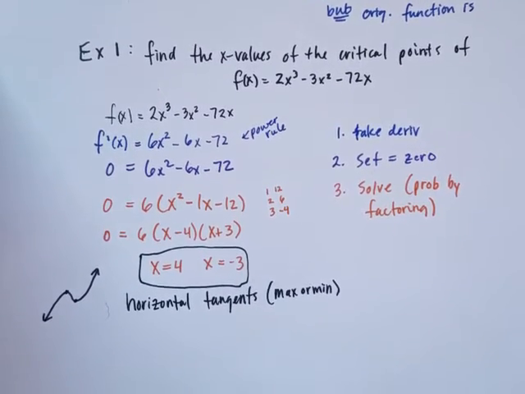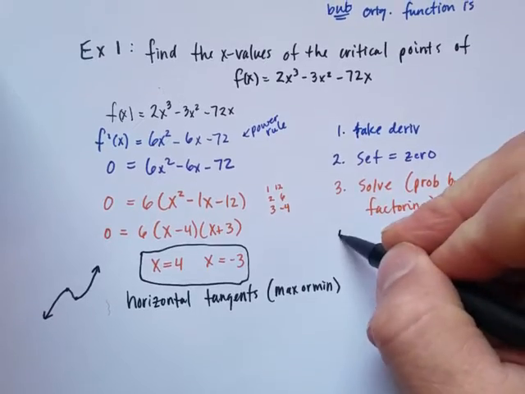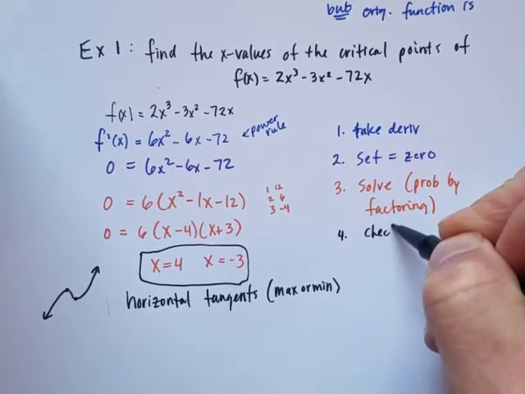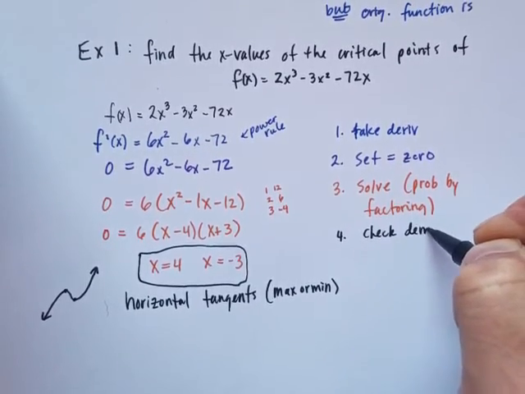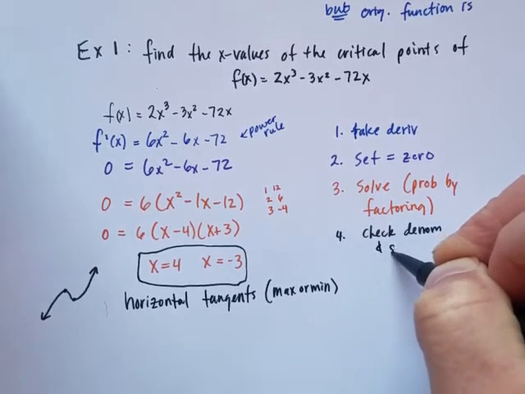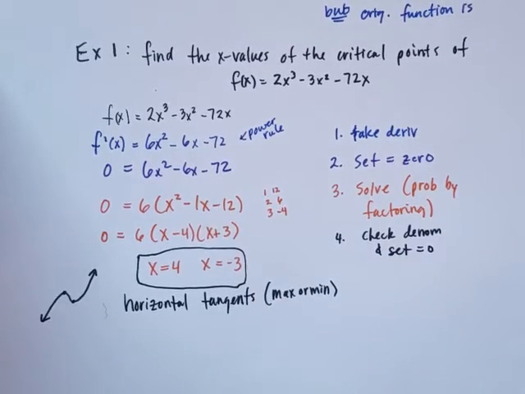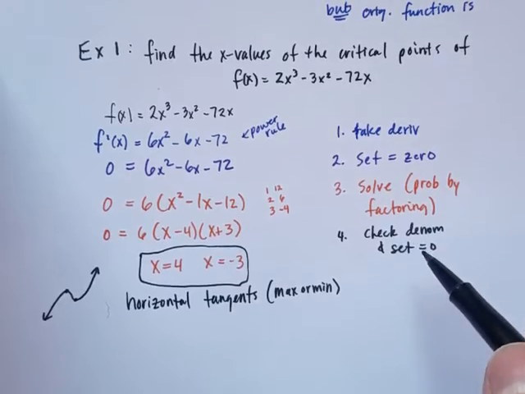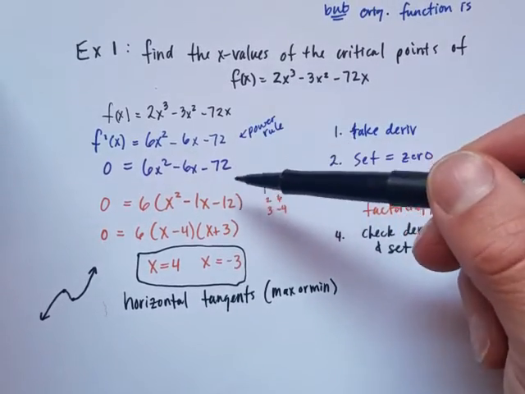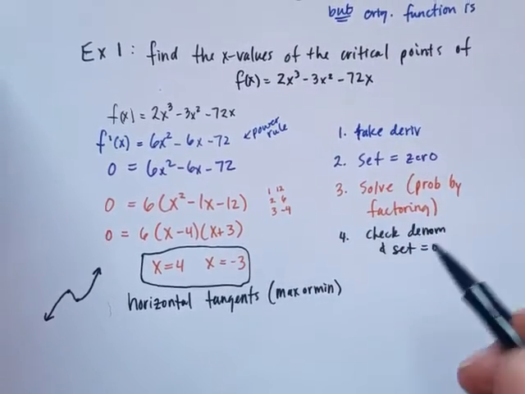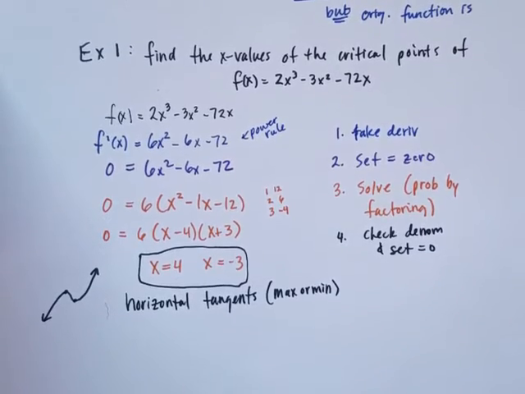There is one more thing that I do need to check. And step 4 is going to be to check the denominator and set that equal to 0 and redo my process. Now, in this case, I'm not going to do that. Notice how in none of these steps I even have a denominator. That is only going to be when I have rational functions.